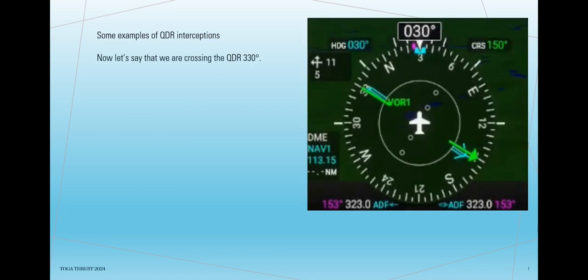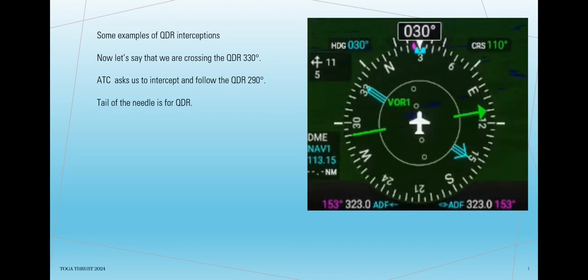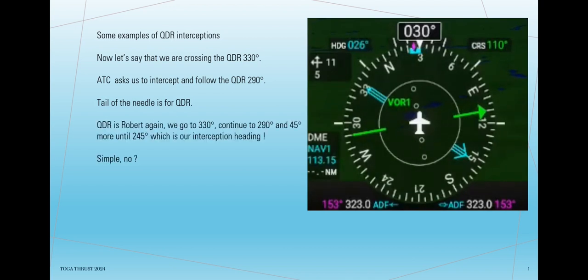Now let's say that we are crossing the QDR 330 degrees. ATC asks us to intercept and follow the QDR 290 degrees. Tail of the needle is for QDR. QDR is Robert again. We go to 330 degrees, continue to 290 degrees and 45 degrees more until 245 degrees, which is our interception heading. Simple, no?